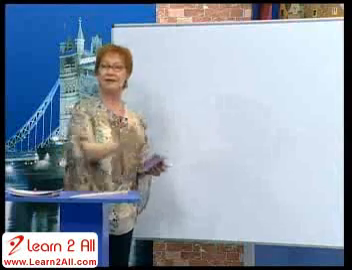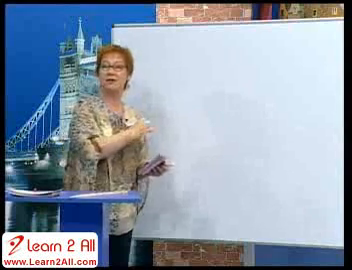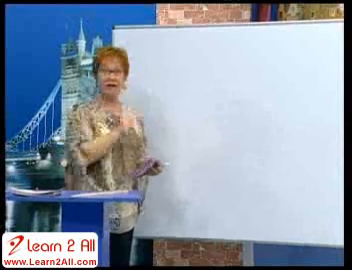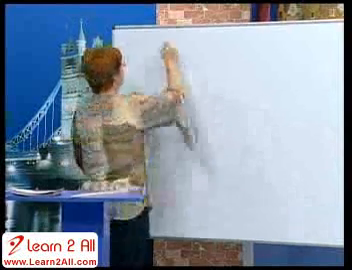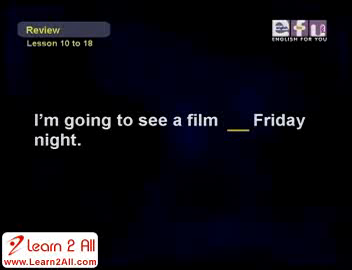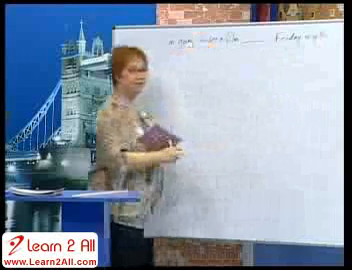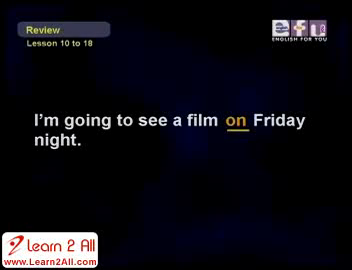Okay, now we're going to look at some sentences. The prepositions are not there, so our assistants will put in the prepositions. But you look and you think and you guess. So here we go. The first sentence, I'm going to see a film Friday night. Okay, this one is for Susan. I am going to see a film on Friday night. Yes, I'm going to see a film on Friday night.